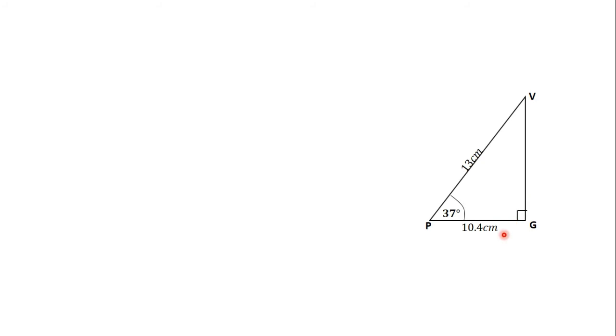So here you have the option of either using the Pythagoras theorem to find VG, since you already have PG and PV, or you can use one of the trigonometric ratios. You can use either one of them and you will still be correct. Here I'm going to use tan. Tan 37 degrees will give us opposite, which is VG, divided by adjacent, which is PG. Somebody can also decide to use sine, because sine 37 degrees will give us opposite, which is VG, divided by hypotenuse, that is 13 centimeters, and you are still going to get the same answer.